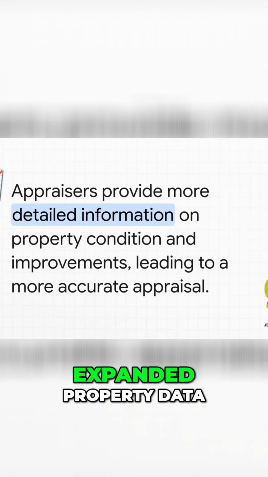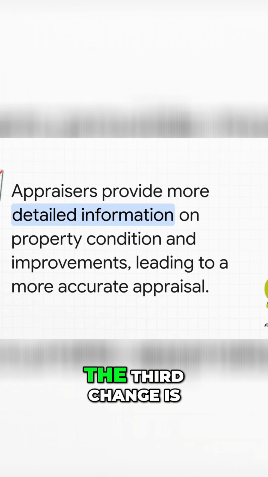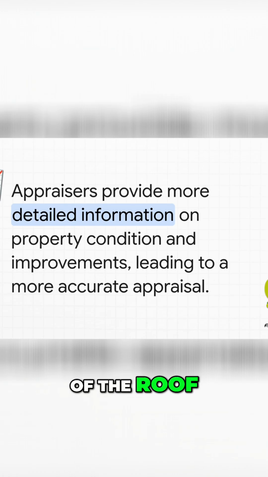First up, expanded property data. And trust me, this is a huge deal. Instead of an appraiser just kind of noting good condition, they now have to provide way more specifics. We're talking the age of the roof, details on that recent kitchen remodel. It forces a much deeper, more objective look at the property, and that leads to a much more accurate valuation.